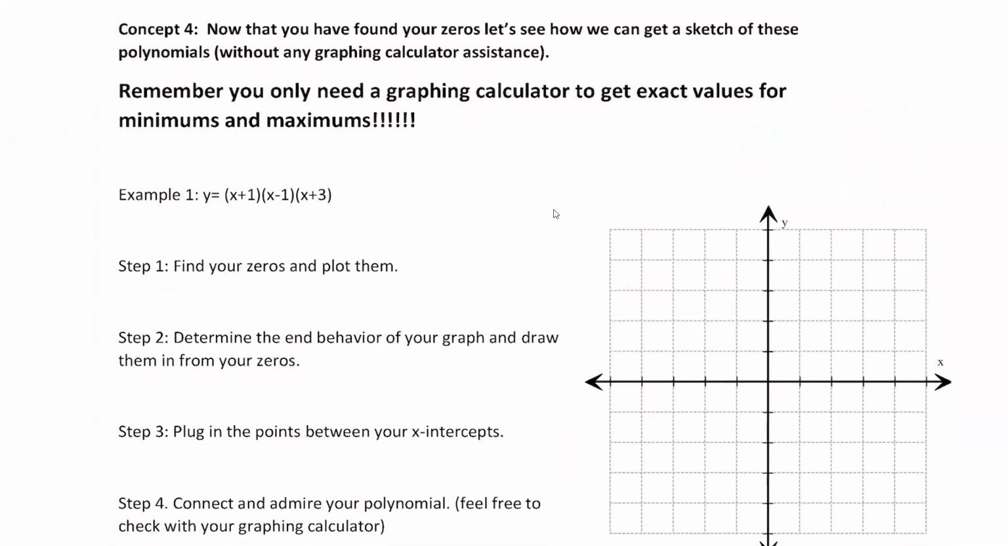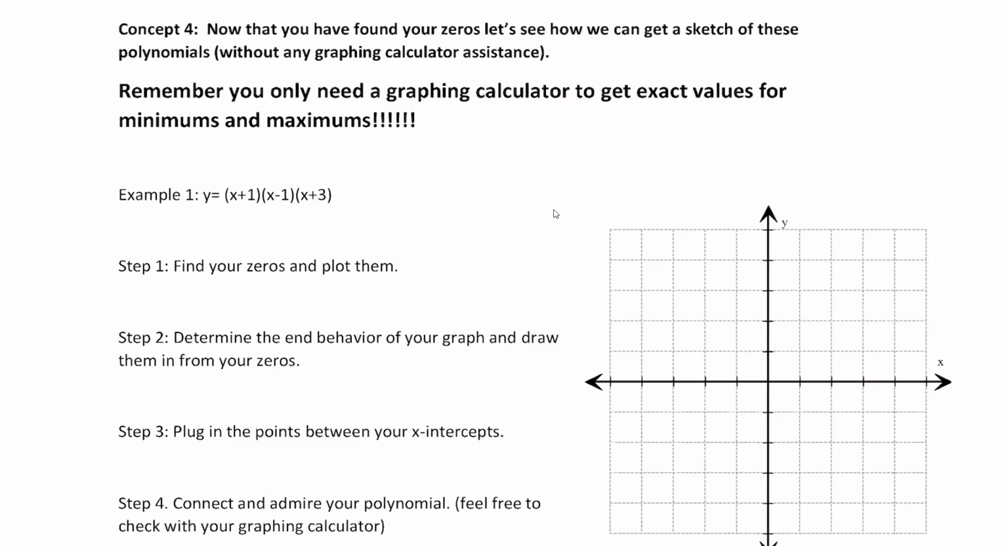So concept 4: now that you've found your zeros, let's see if we can sketch these. We're going to sketch these without a graphing calculator. You could definitely check these problems easily in your graphing calculator, but the only thing we really need it to do right now is help us find our relative maxes or minimums. Your calculator can help with other things, but we don't necessarily need it. So let's say we had this example.